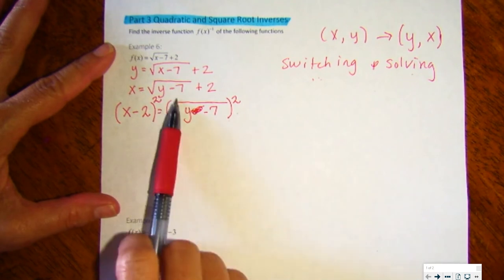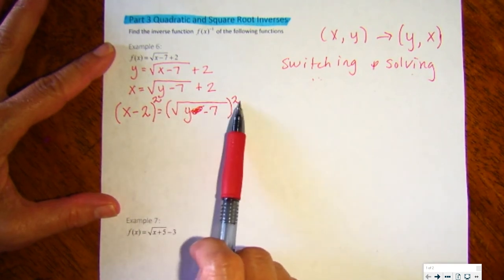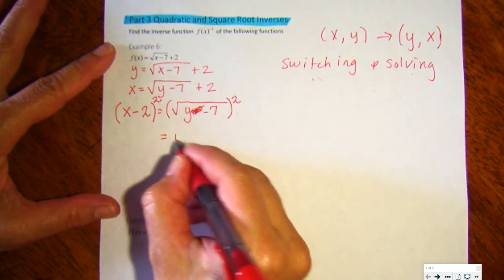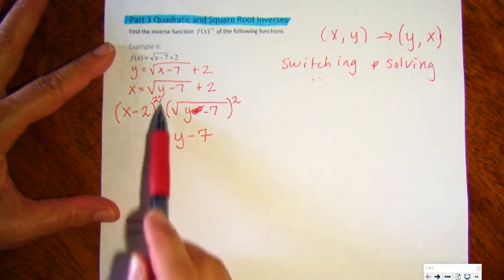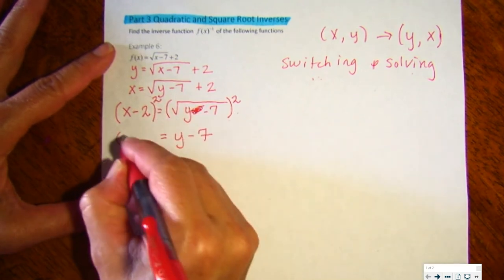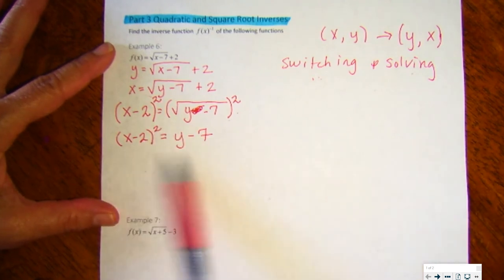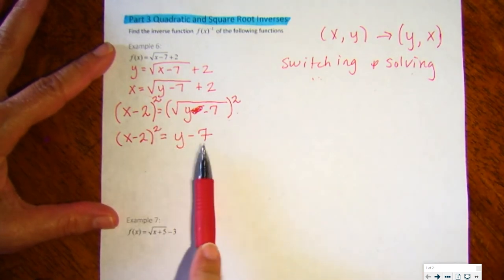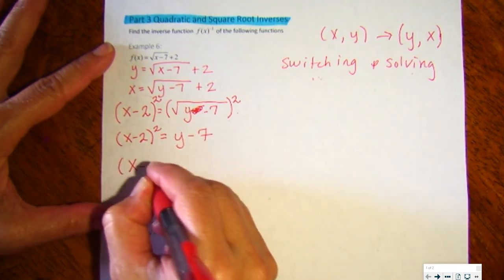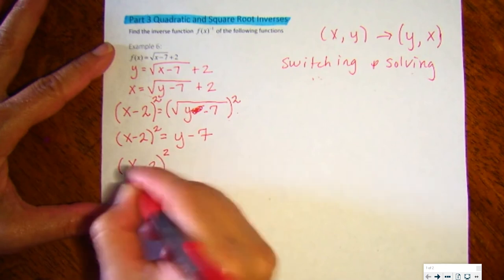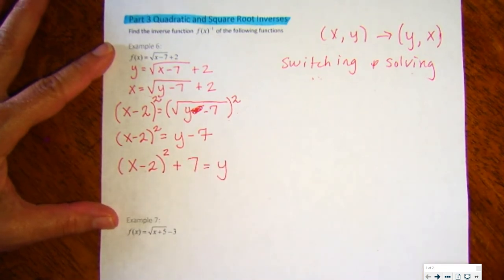So this square root symbol and this exponent of 2, those cancel each other out. So now I have this on my fourth line of work. Over here, of course, nothing cancels. I'm just going to recopy that as is. Now, if you notice, the y is almost by itself. We just have to push the 7 over. So it is going to be y minus 2 in parentheses squared plus 7 equals y.